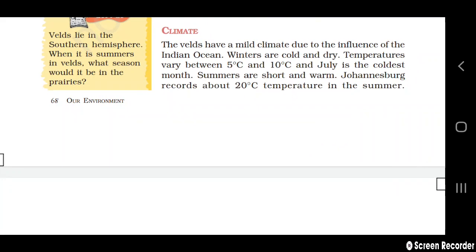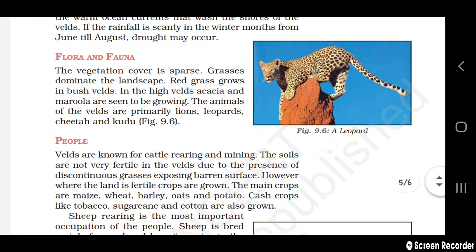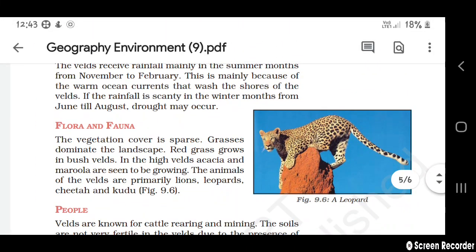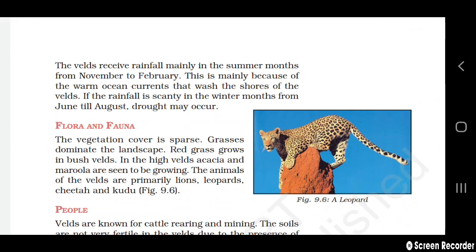The fields have a mild climate due to the influence of the Indian Ocean. Winters are cold and dry. Temperature varies between 5 degrees Celsius and 10 degrees Celsius in July, which is the coldest month. Summers are short and warm. Johannesburg recorded about 20 degrees Celsius in the summer. The fields receive rainfall mainly in the summer months.